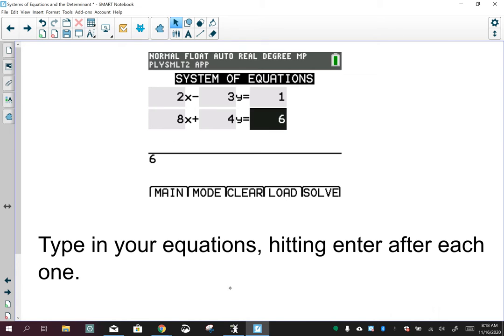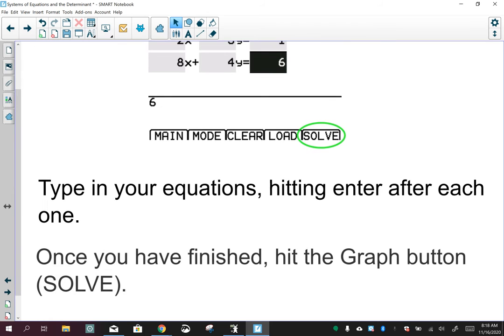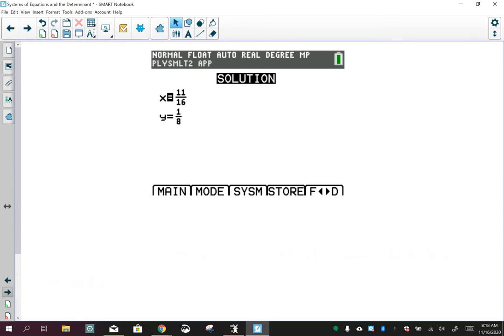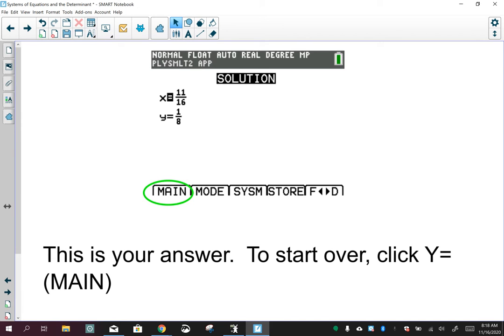Once you're done, you hit the solve button, which again is your graph key. Once everything is typed in, you hit solve, and it gives you your answer. This is what your solution will look like. Then you go to the next problem. To do that, you go back to Y equals, which takes you back to the first screen that we did, and you just keep doing it over and over again. That is how you're going to use your calculator to help you find your answers.